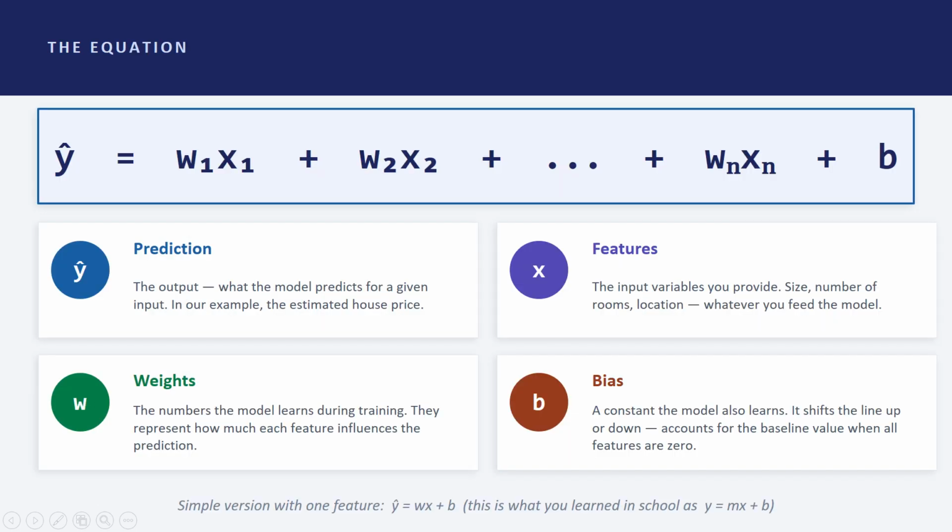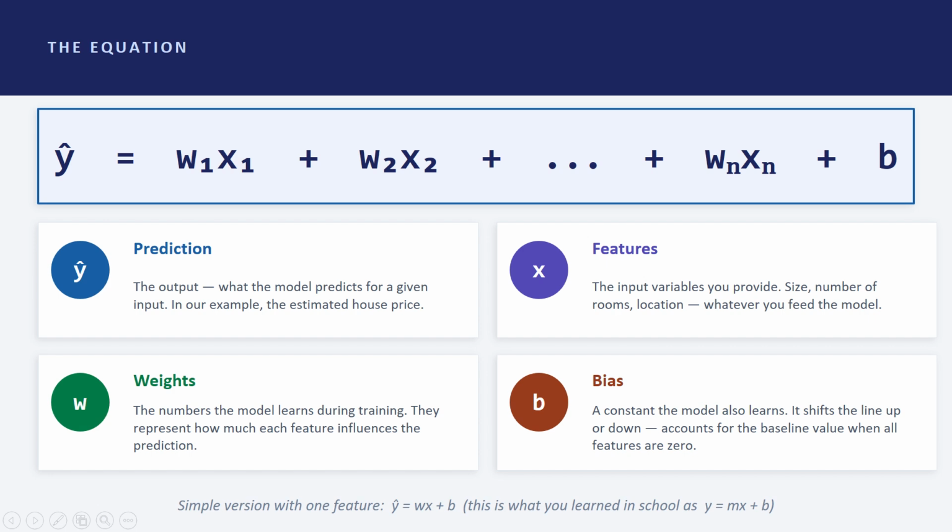The equation looks intimidating at first. Let's break it down one symbol at a time. Y hat is the prediction. It is what the model outputs given the input. X values are the features. The inputs we provide: size of the house, number of rooms, location, age of the building, whatever you feed the model.